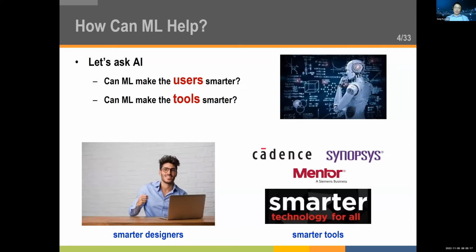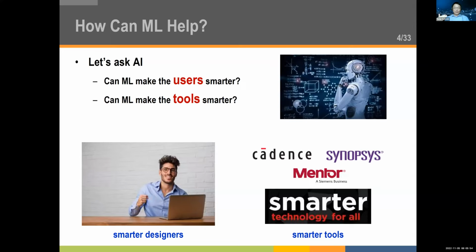If you want to use a physical design tool, you have to set some parameters before you push the button. If you have a lot of experience, you know how to tune these parameters, even for new circuits with a new technology node. If you don't, then you try and error. It takes a lot of iterations and spends a lot of time. Machine learning can help you tune those two parameters. So that's what I meant by machine learning can help users make better use of the tools.